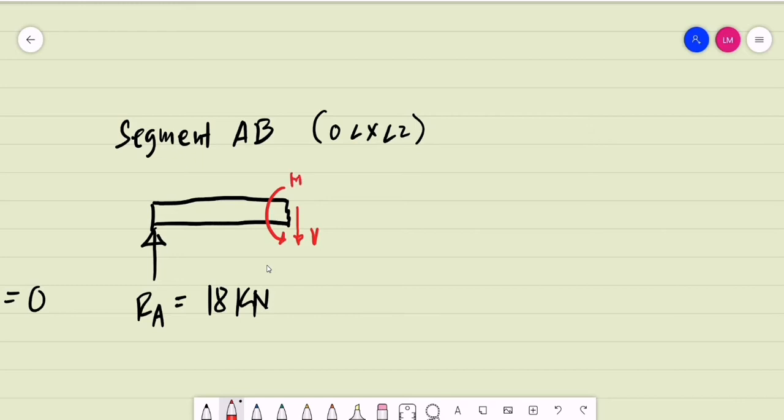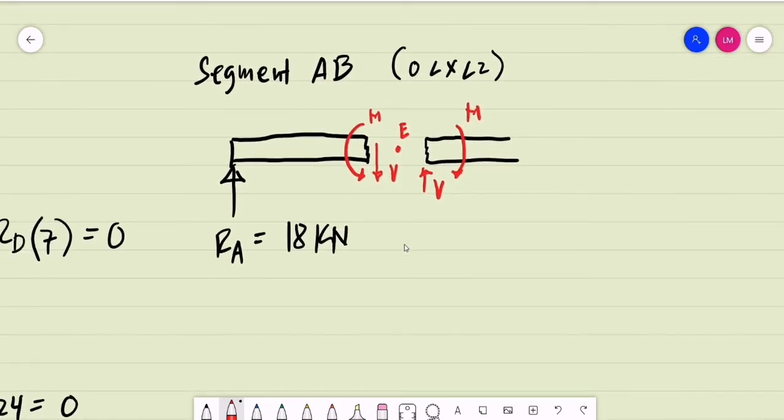While on the opposite side of the cut section, let's say on the right side, for equilibrium we consider the opposite directions. So we will have a shear that is upward and a moment that is clockwise. Let's say this cut section is point E. How do we compute for the shear?